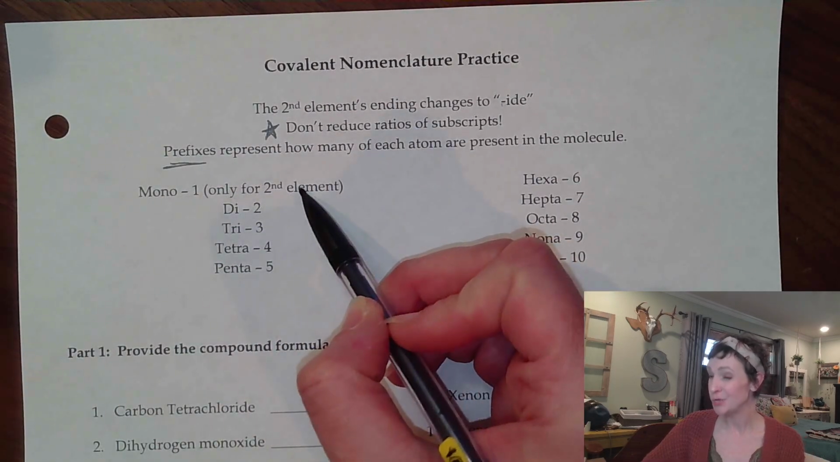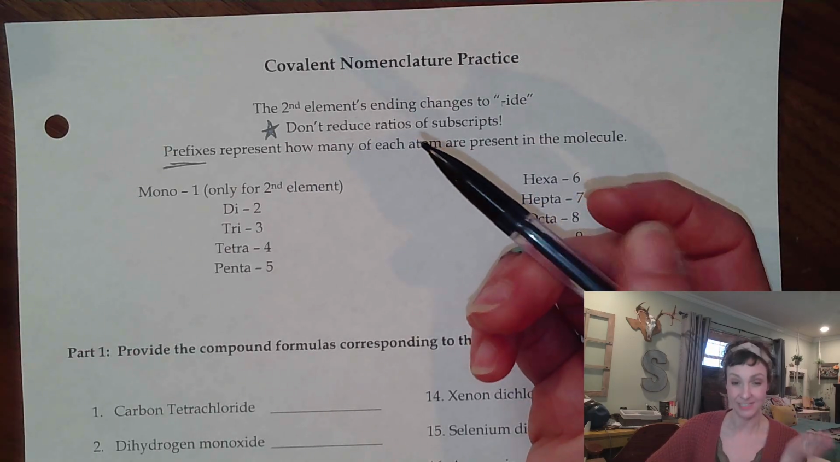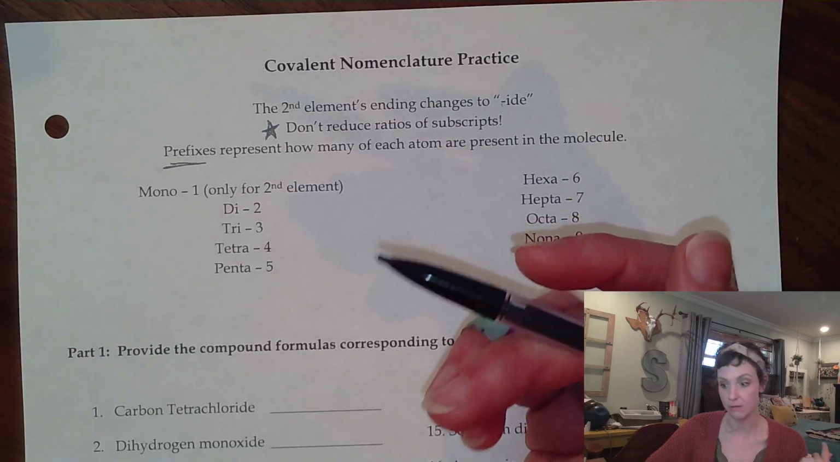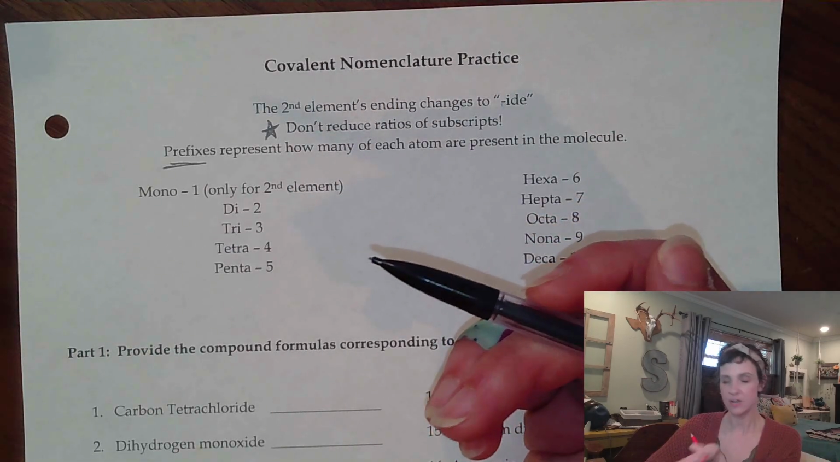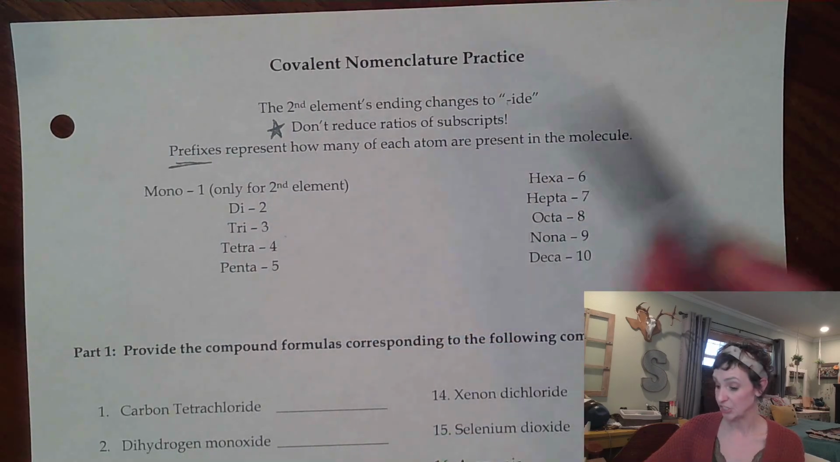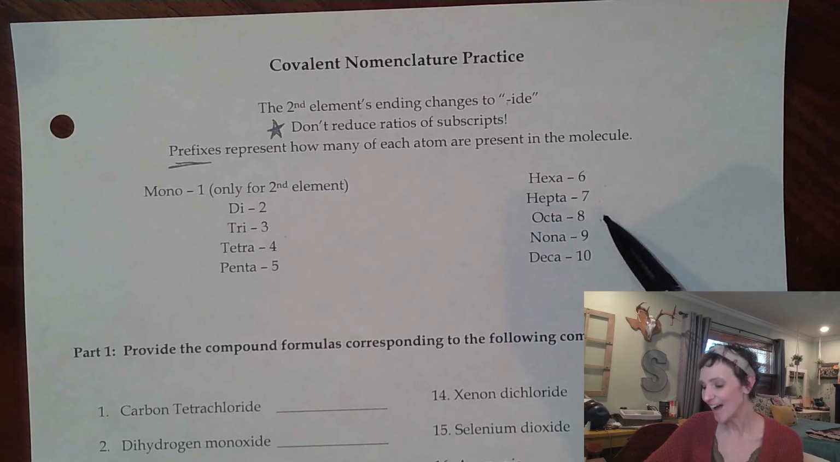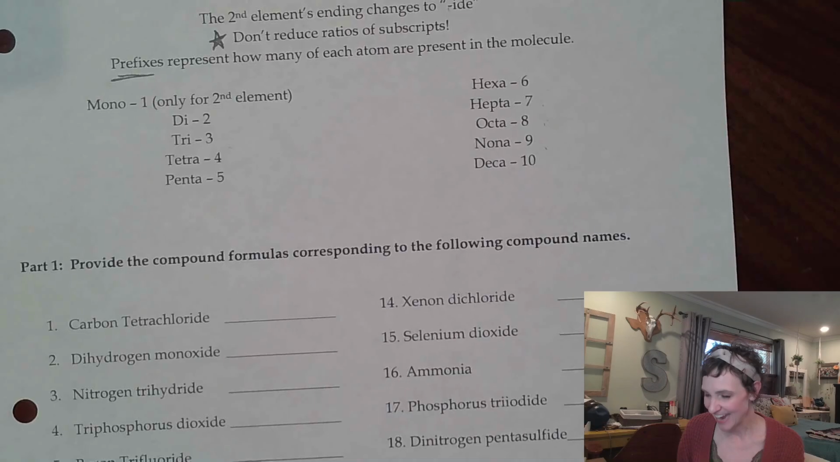Mono, do you see how it says you only use mono for the second element? If there is one of the second element, that's when you use mono. If there's one of the first element, no prefix for that. We'll get to some examples when we get down here. But for every other amount, we are going to use a prefix: di, tri, tetra, penta, hexa, hepta, octa, nona, and deca.